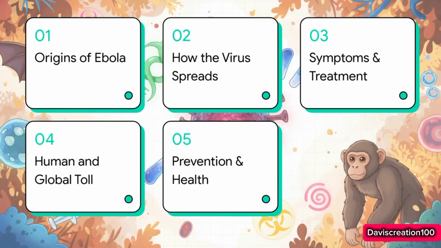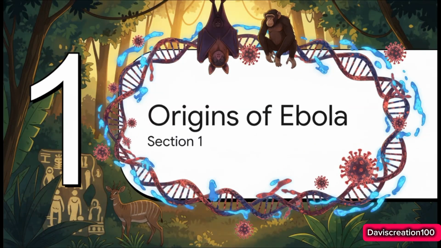So, here is our roadmap for the explainer. First, we'll trace the origins of Ebola. Second, we'll look at how the virus actually spreads. Third, we cover symptoms, diagnosis, and treatment. Fourth, we'll examine the human and global toll. And finally, we'll wrap up with prevention and public health. Let's get right into it with Section 1, the origins of Ebola.